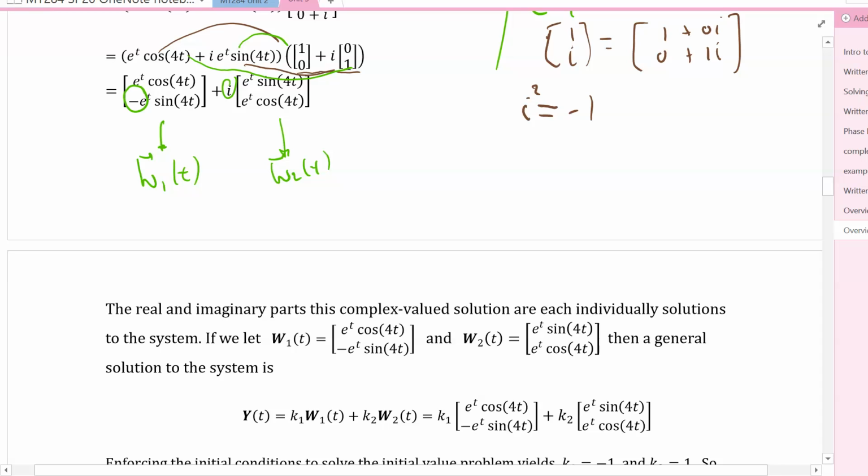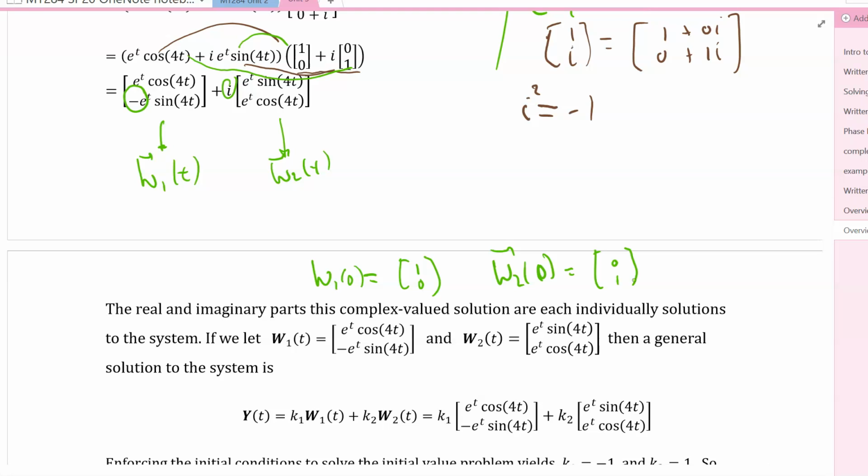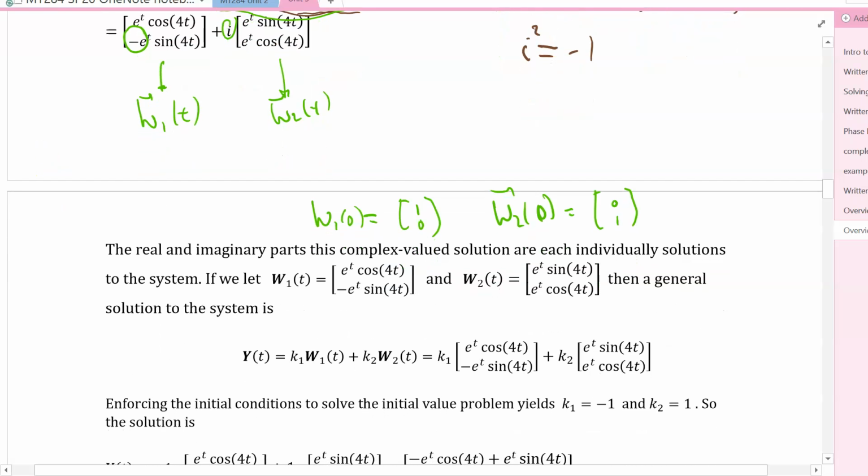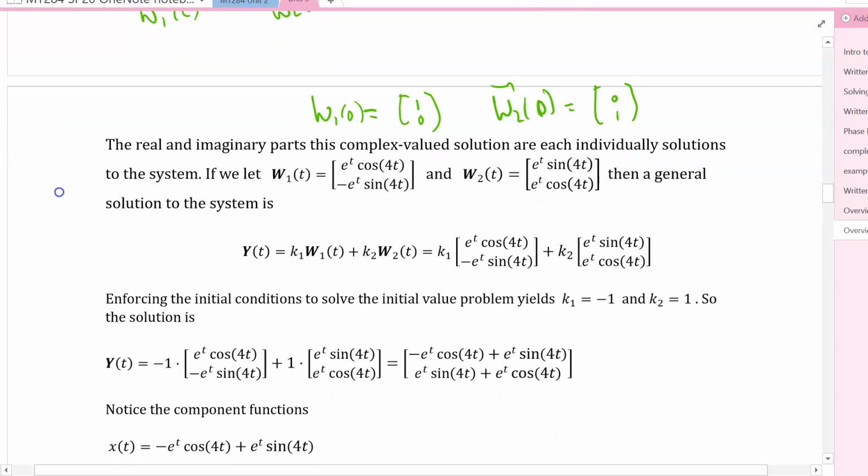Those are each real vector valued solutions, and therefore our general solution is a sum of scalar multiples of those. Notice they are linearly independent, because if I plug in 0 to the first one, we would get the fixed vector 1, 0. If I plug 0 into W2, we would get, in this case, the vector 0, 1. So it's the standard basis vectors, actually. Those are certainly, along the x and the y-axis, linearly independent, and therefore we can build the general solution as a sum of scalar multiples of W1 and W2.